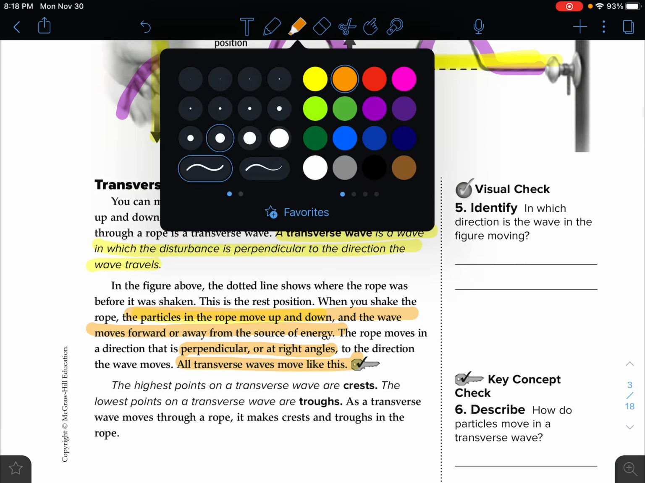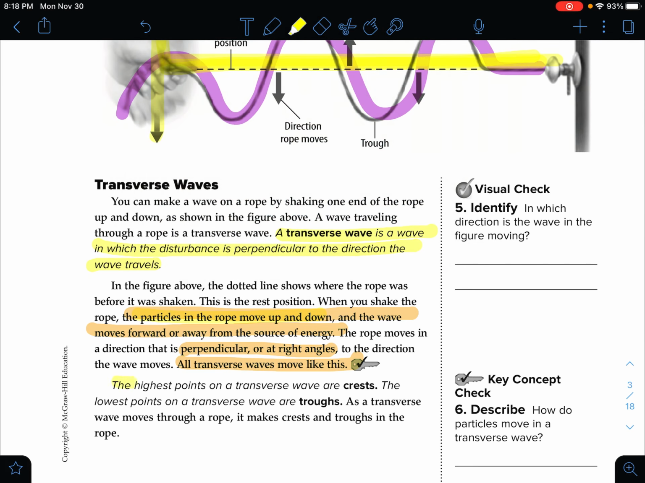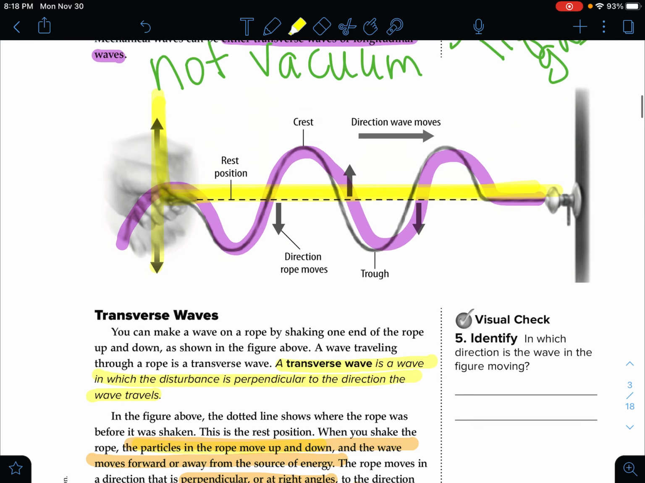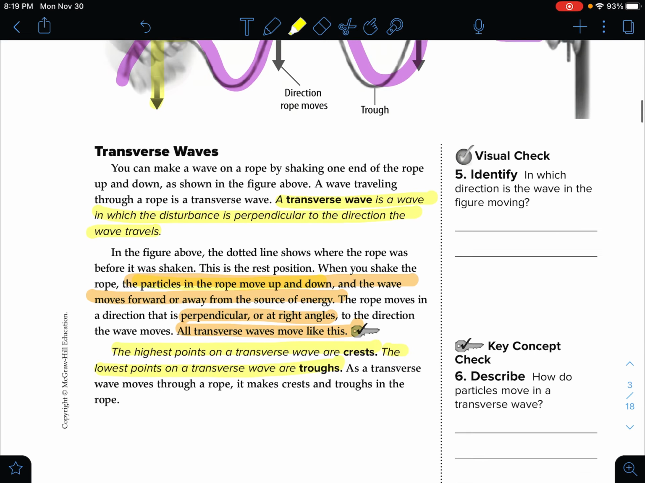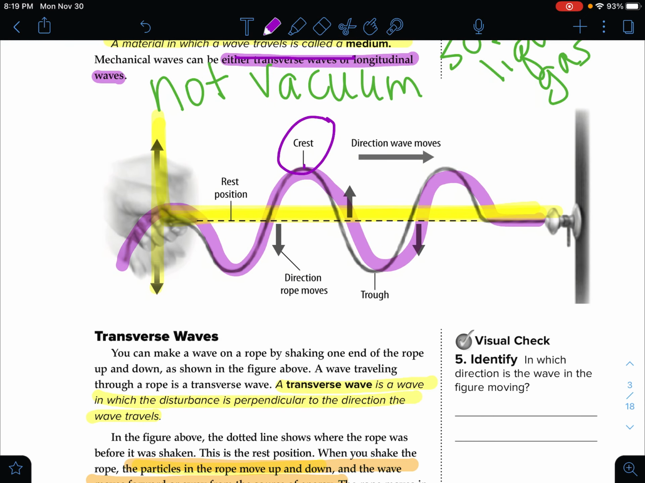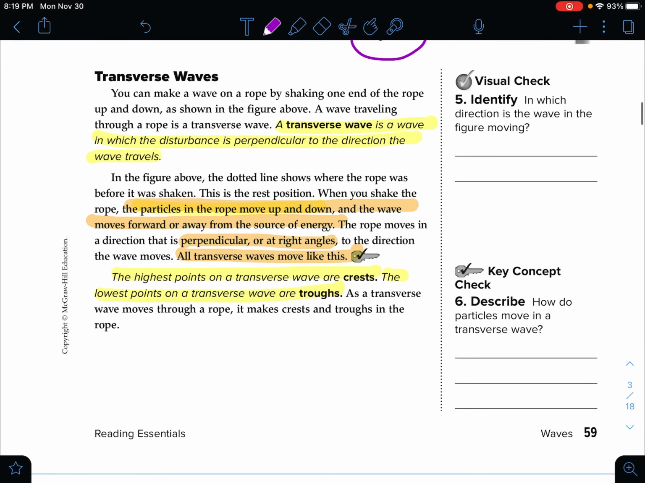Okay, so we've got a few parts on here that we need to highlight. Okay, here's a vocabulary word. The highest point on a transverse wave is the crest. Okay, so that's going to be this guy right here. All right, the top part right there. That's our crest. And then we have the lowest point on a transverse wave is a trough. All right, so we're going up and then down. And so then here's our trough. Okay. As a transverse wave moves through a rope, it makes crests and troughs in the rope.